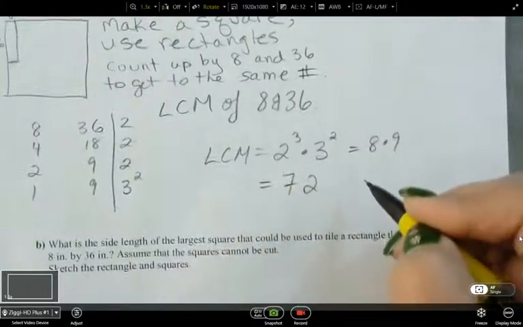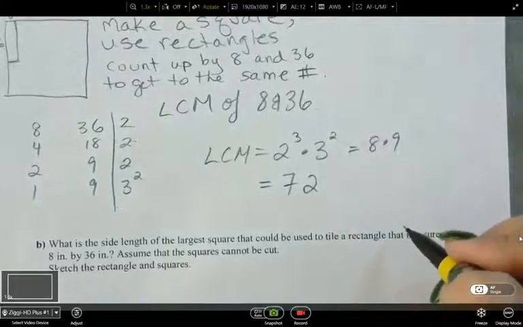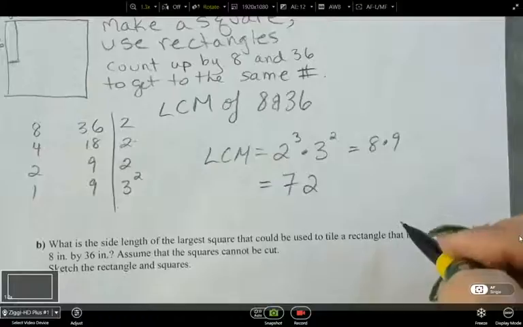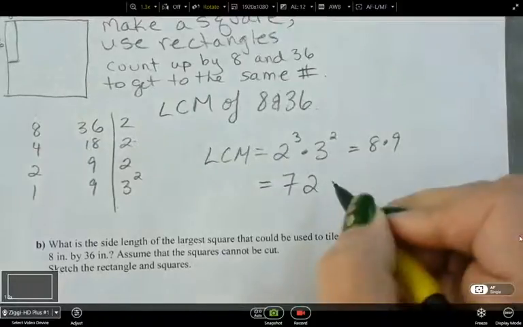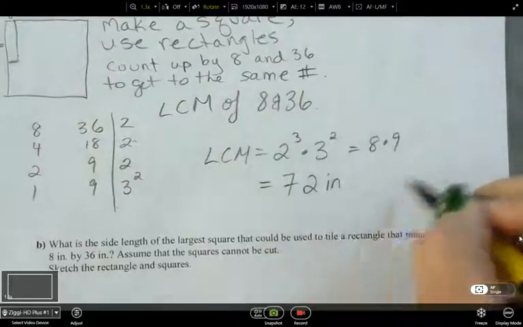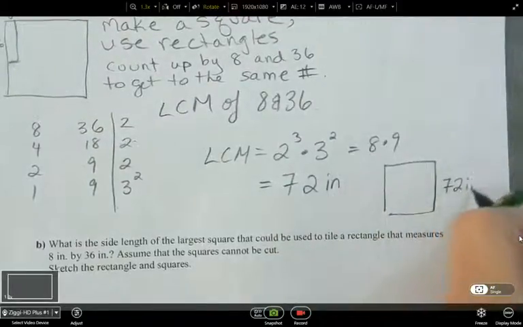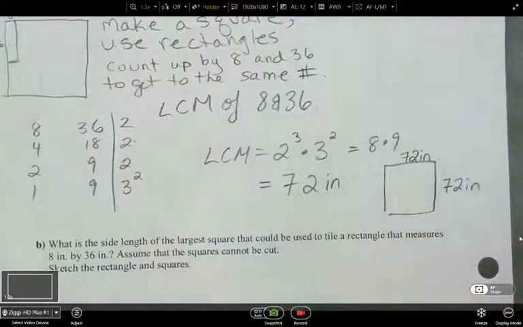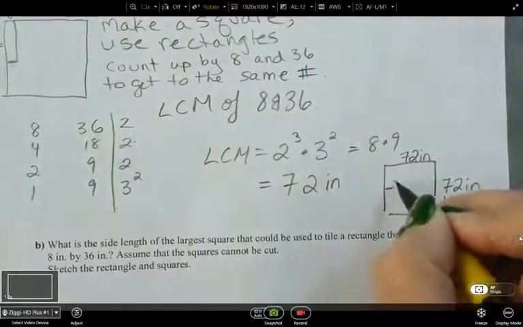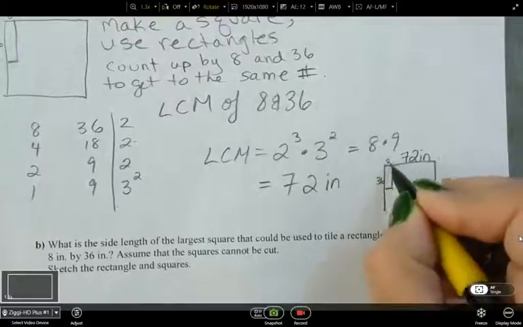So 72 bananas? Inches? Just inches? Because what am I finding? I'm finding 72 inches here and 72 inches here. So that is the diagram. And then my little rectangles are 36 by 8.